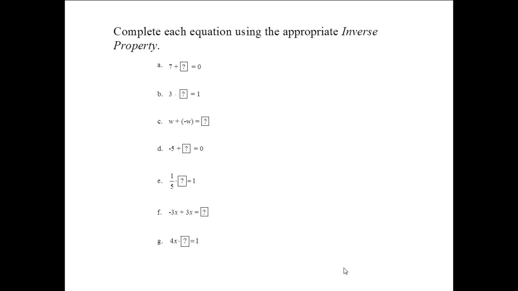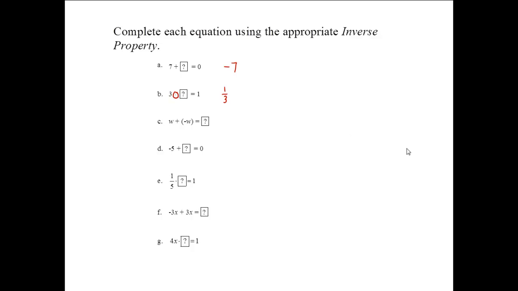Complete each equation using the appropriate inverse property. 7 plus what quantity gives us 0? The answer would be the opposite of 7, which is negative 7. 3 times what quantity gives us 1? The reciprocal of 3 is 1/3. 3 times 1/3 is equal to 1.